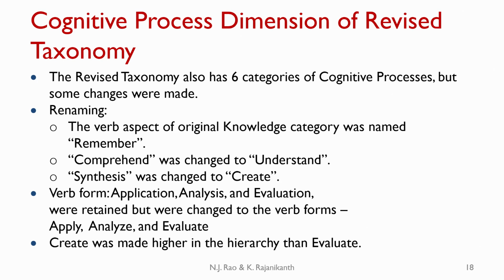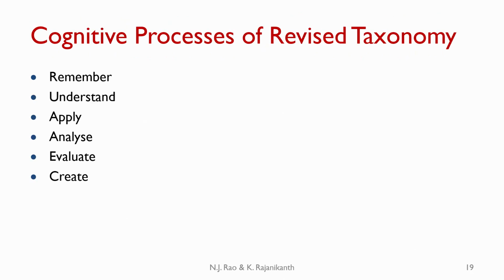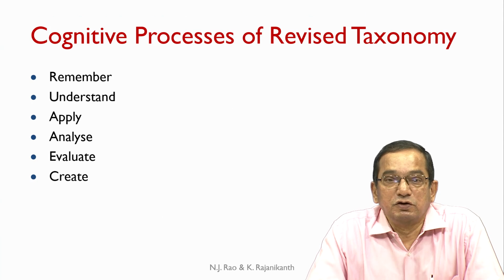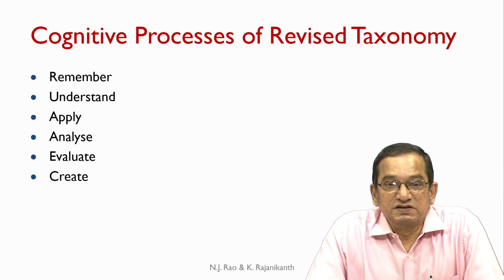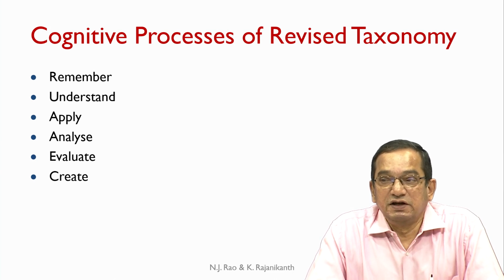And there was a change made with respect to the highest two categories. Create was made higher in the hierarchy than evaluate. In the original taxonomy, evaluate was at the highest level, synthesis was one level lower. But in the revised taxonomy, create was made higher than evaluate. Thus, the cognitive processes of the revised taxonomy look as follows. At the lowest level, we have remember, then understand, apply, analyze, evaluate, and finally create.